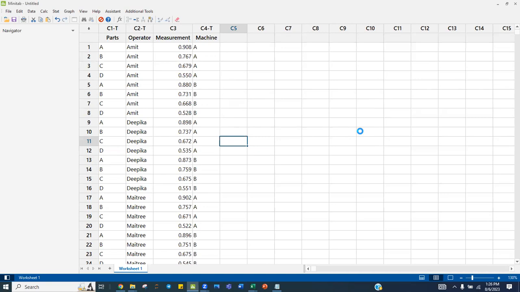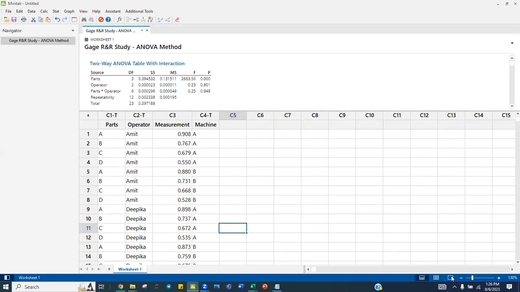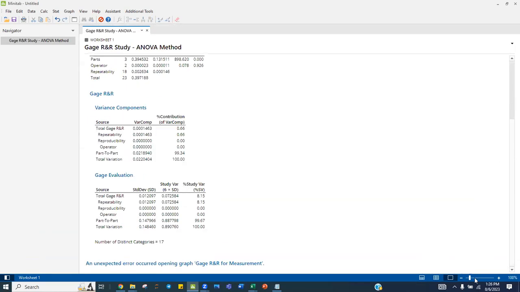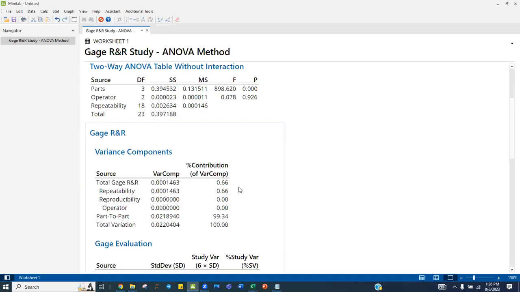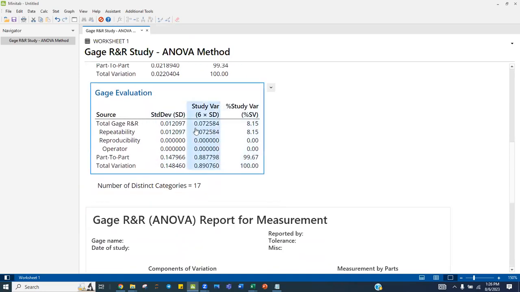I have to see two main important things. One, what is my total study variation? And the second, what is my number of distinct categories? So if I look at the last table, my percent study variation, or total Gauge R&R, here is 8.15%. And my number of distinct categories is 70.